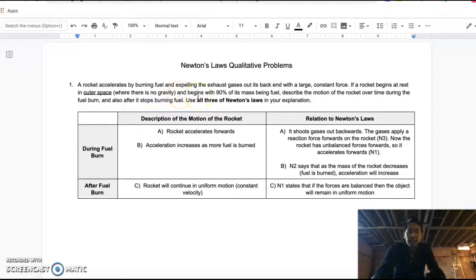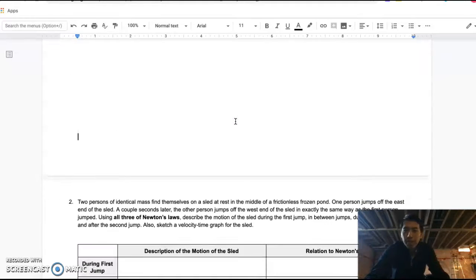Hi everybody, we're in my basement once again. We're going to be doing question 2 from the Newton's Laws Qualitative Problems worksheet. Once again, I call these a triple whammy.